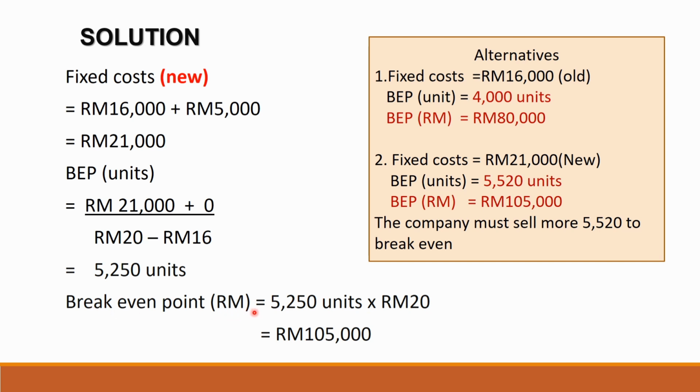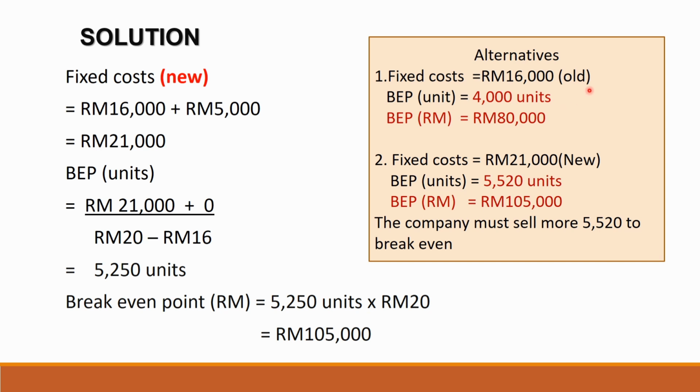So this is the new break-even point, 5,250 units multiplied by RM20 for the selling price, and you get the break-even point in total sales, RM105,000. So we are using the new fixed cost. So we can make a comparison.